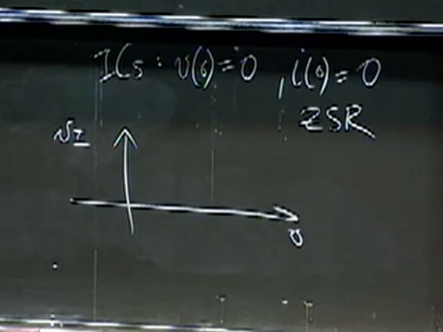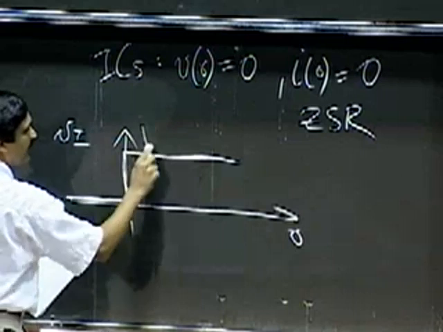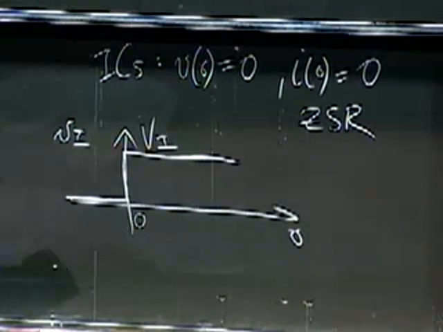So Vi of t is going to be a step. It's going to look like this. So my input is that at time t equals 0, V is going from 0 to some voltage, Vi, and then stays at that voltage. It's going to be a step.